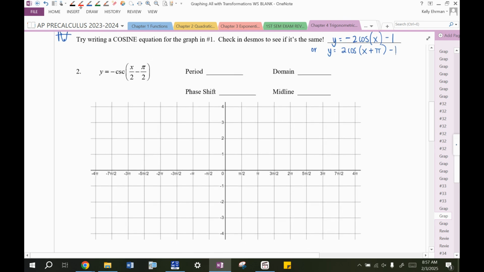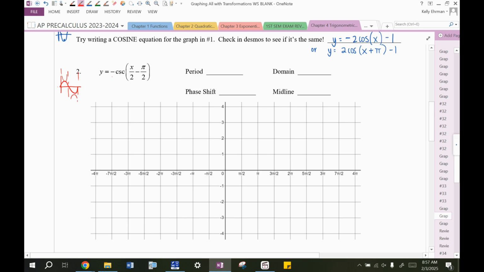Okay, what about this one? This is y equals negative cosecant. So I need to graph a sine curve. So I'm going to graph sine and then put in some asymptotes here, right? So let's just start going through everything.